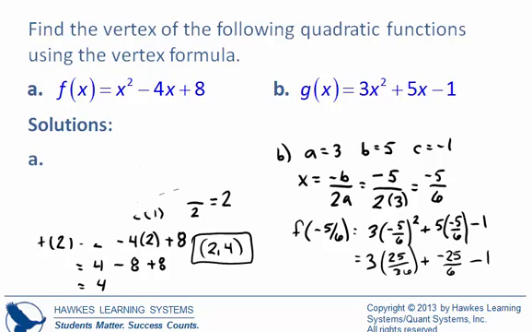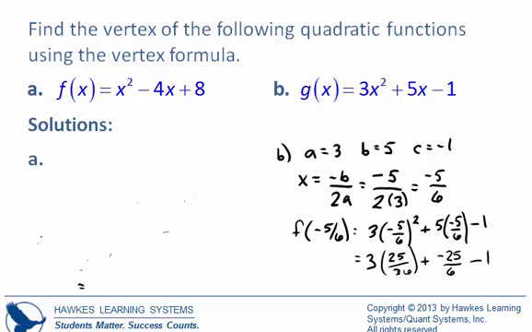And then I'm going to make some room over here. So 3 times 25 is 75 over 36 plus negative 25 over 6 minus 1. And so we know we're going to need a common denominator. The common denominator will need to be 36. So the first fraction is good. The second fraction, we need to multiply top and bottom by 6.